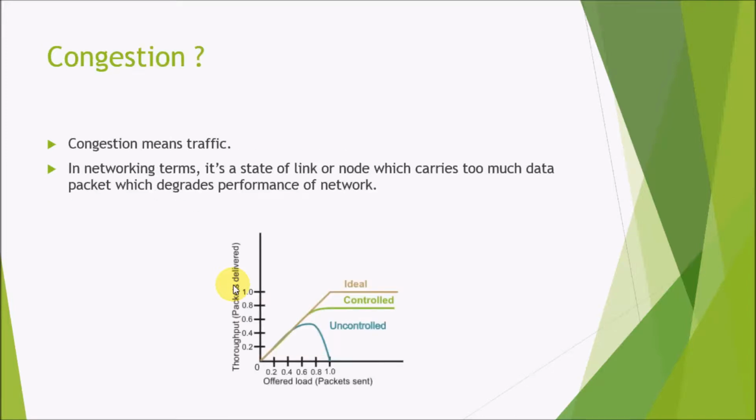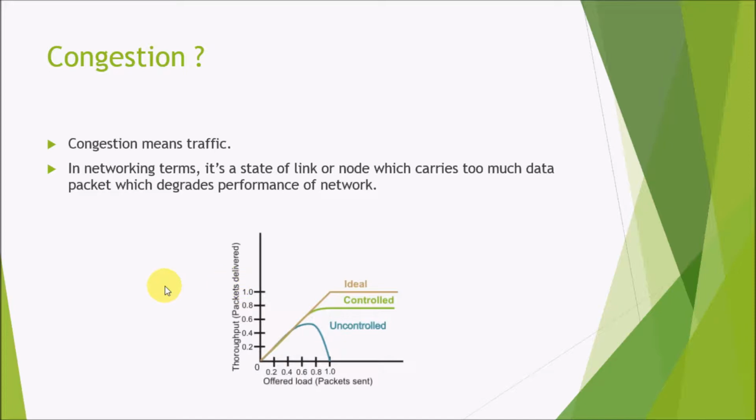So now, we will see what is congestion. In real time, congestion means traffic. What will happen if a number of vehicles come together on a single road? It will be very difficult for them, so we call it traffic. Similarly, in networking terms, it's a state of a link or a node which carries too many data packets, which degrades the performance of the network. That is, if the number of packets traveling to a single link or point exceeds its capacity, then congestion will occur.